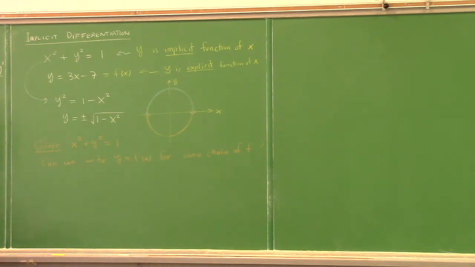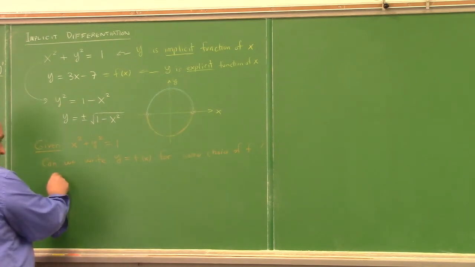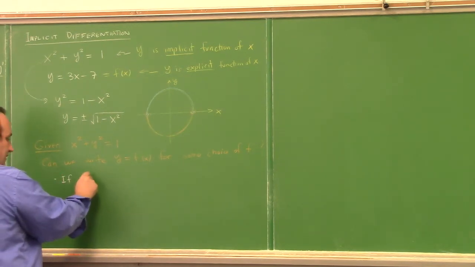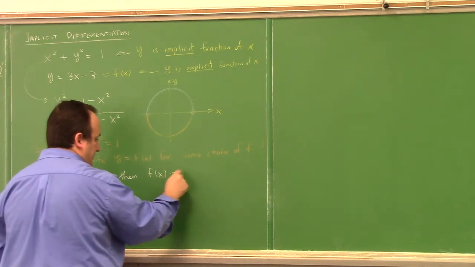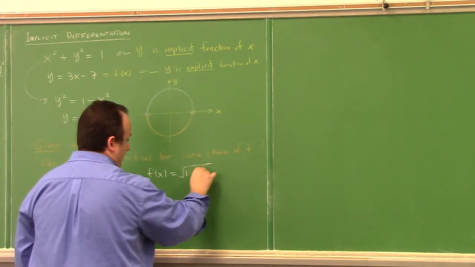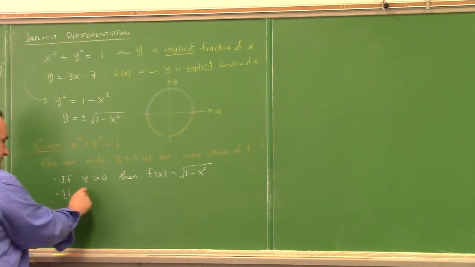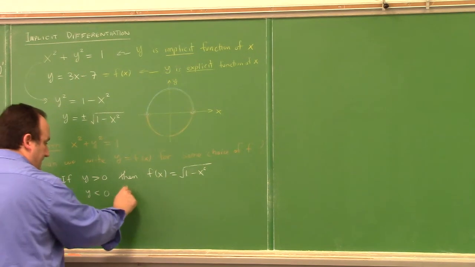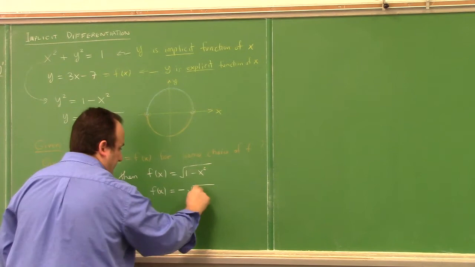The answer is, it depends, right? It depends on where you are. So the answer is kind of a little bit complicated. Well, if y is greater than 0, then we choose f of x equal to the square root of 1 minus x squared, right? On the other hand, if y is less than 0, then what? We can solve for f of x equal to minus the square root of 1 minus x squared, right?